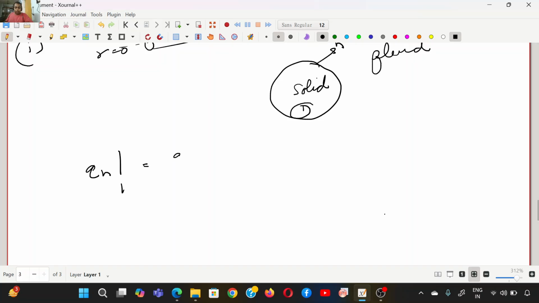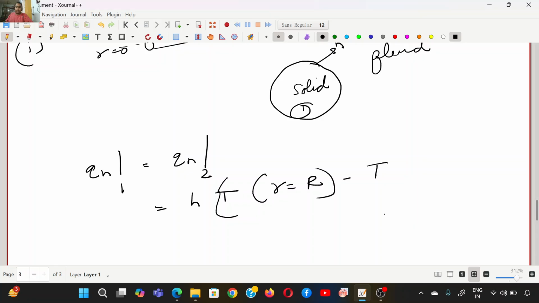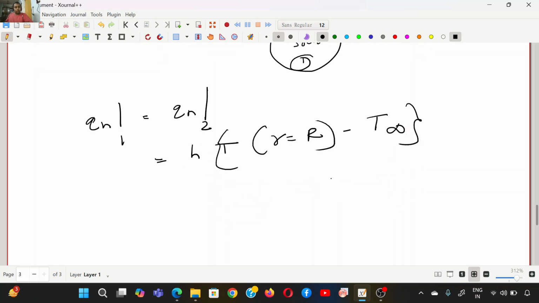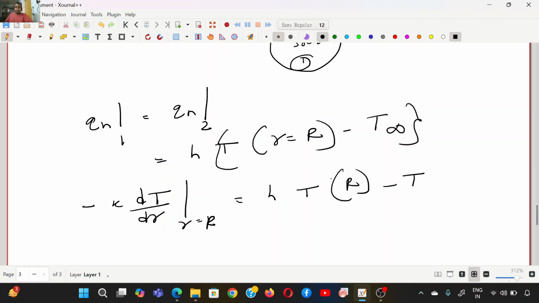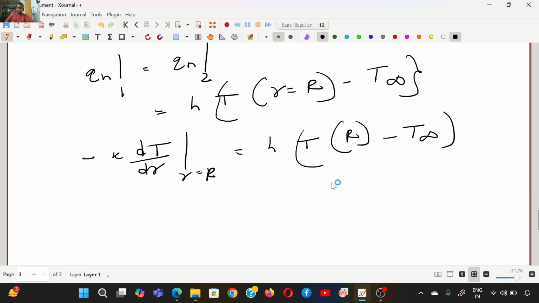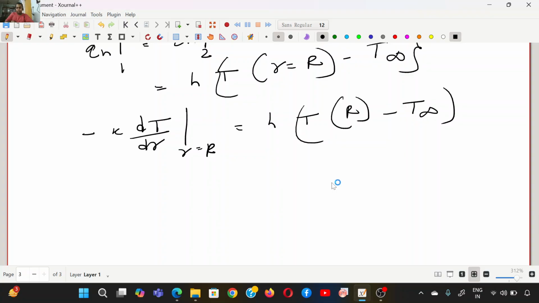So Q1, medium 1, is equal to Q2 at the wall, at r equal to capital R, right? And what is Q2? It is just h at capital R, T at r equal to capital R minus the ambient. You can take it as T infinity. Fine. And what is Qn1? Qn1 is the heat conducted at the wall, minus k dT by dr at r equal to capital R, is equal to h into T at R minus T infinity. Okay. So this is our first boundary condition.